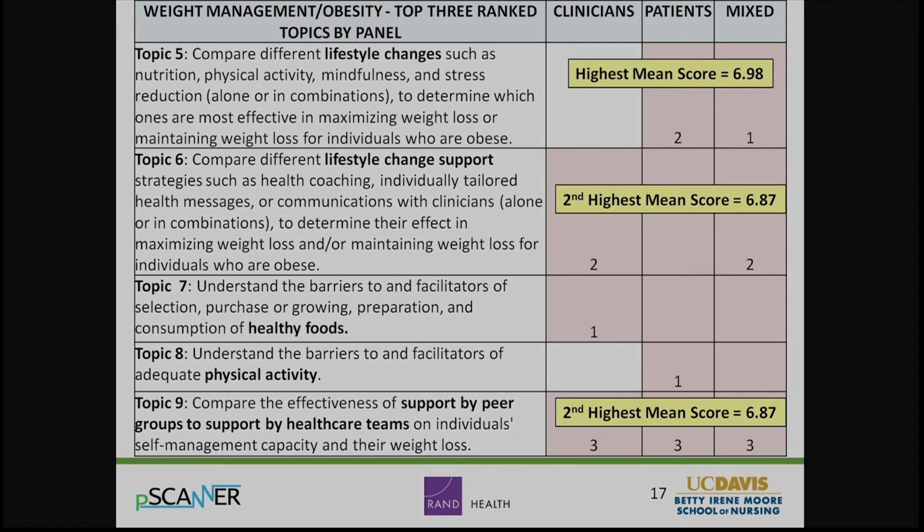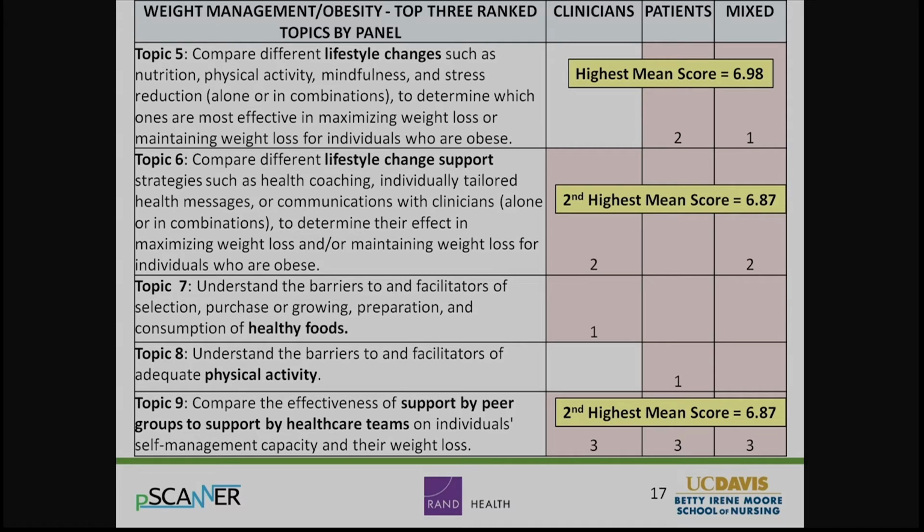And then the third step was to look at the mean score across all panels. The highest mean score was for topic 5. It got a 6.98 out of 9. And then tied for second were topics 6 and 9.